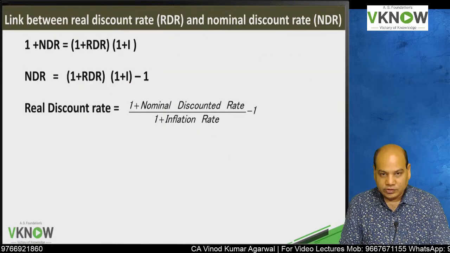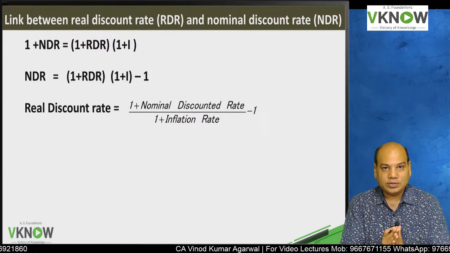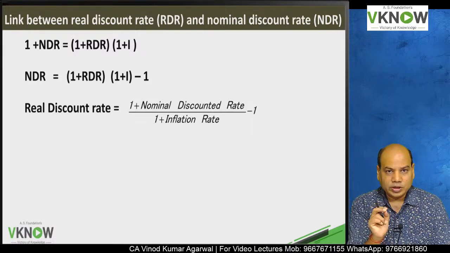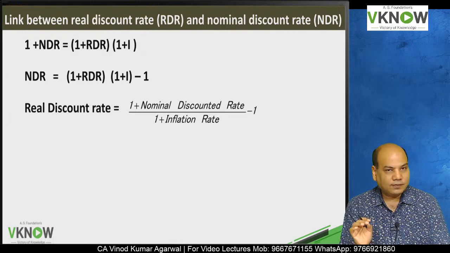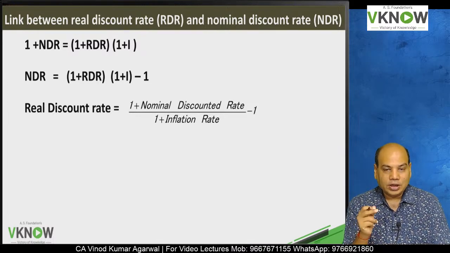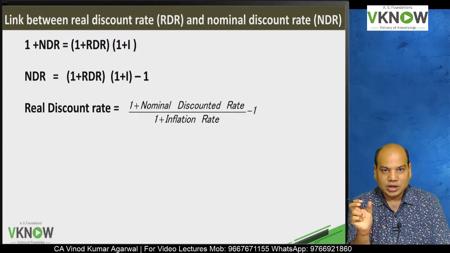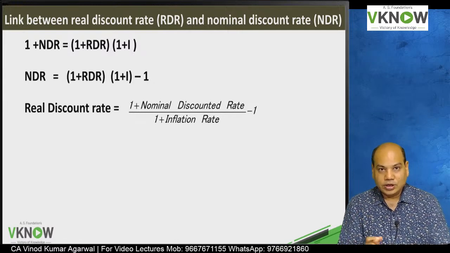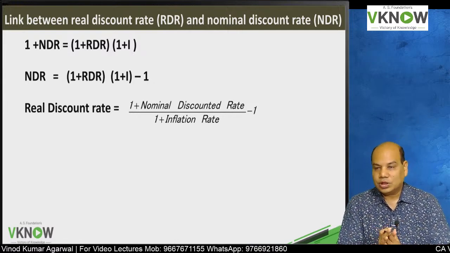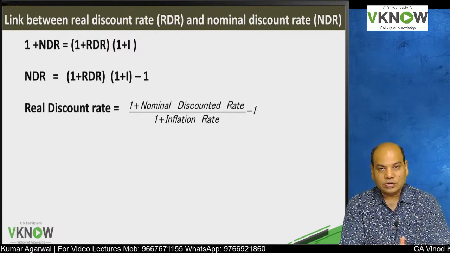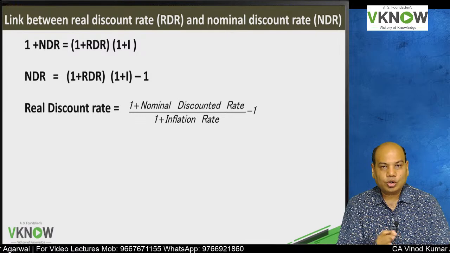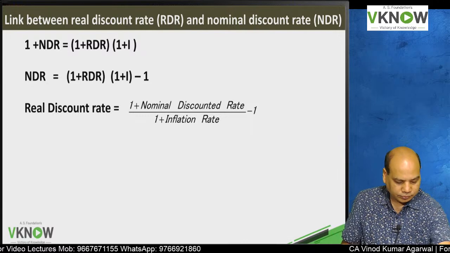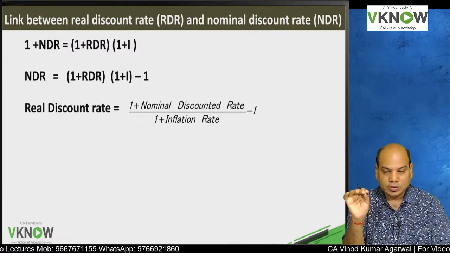So that is about the relationship between real cash flow and nominal cash flow. I will revise quickly. Nominal cash flow equals real cash flow into 1 plus inflation rate to the power n, and real cash flow equals nominal cash flow upon 1 plus inflation rate to the power n. Now the next concept is how to convert real discount rate into nominal discount rate, or nominal discount rate into real discount rate. Keep the book in front of you, nothing to write, it's given in the notes.